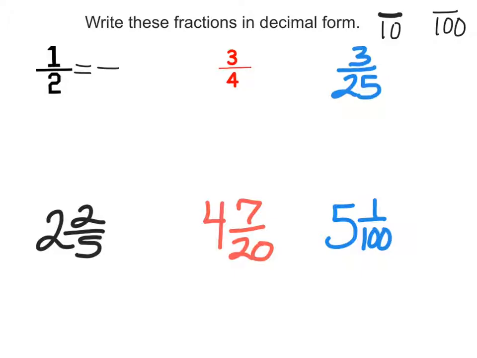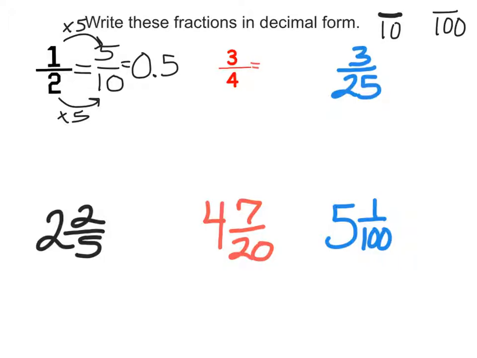So if we decide that we want to make it 10, we can think to ourselves, how did we get from 2 to 10? Times 5. And what we do to the bottom, got to do to the top. 1 times 5 is 5. So now we have 5/10. Now it'll be really easy to convert this into a decimal. 0 and 5/10.